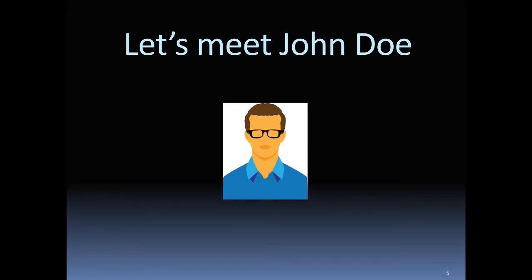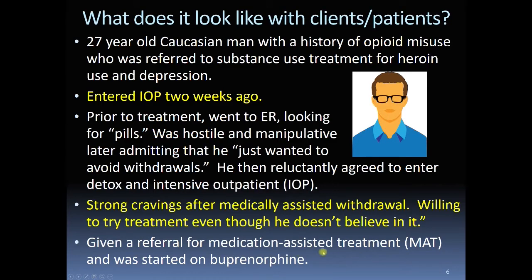Okay, so now we're going to get into our case study. As you see, there's a nice picture of John Doe. Okay, so just a quick summary of Mr. Doe. He is a 27-year-old Caucasian man with a history of opioid misuse who was referred to substance use treatment for heroin use and depression.